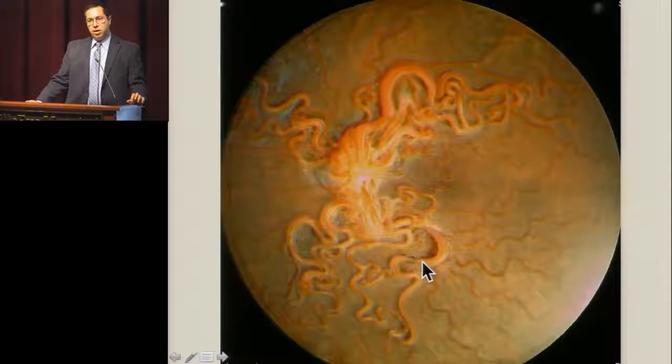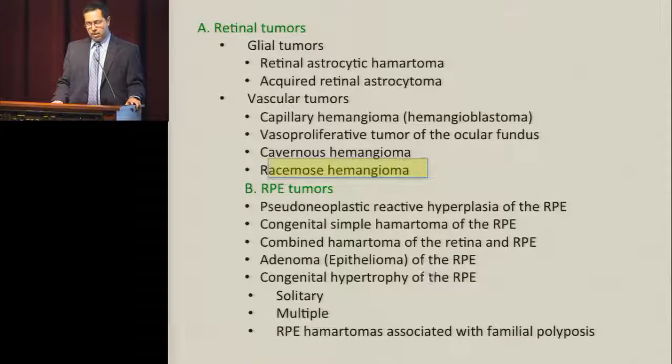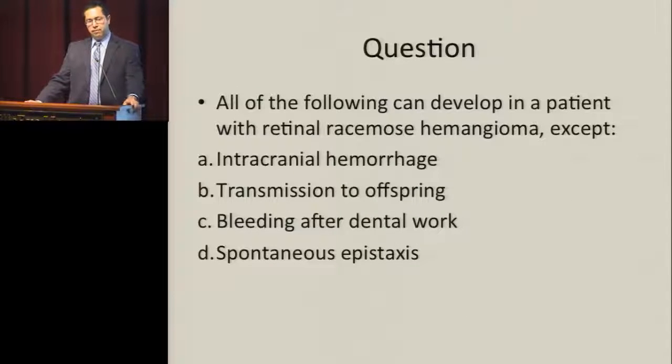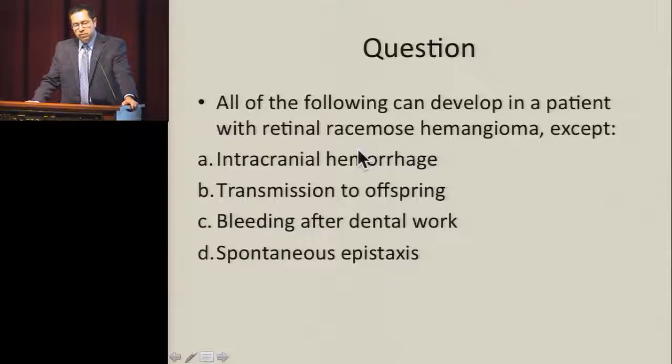So next condition, again, typical. You know what this is. This is a racemose hemangioma of the retina. So all of the following can develop in a patient with retinal racemose hemangioma, except: intracranial hemorrhage, transmission to offspring, bleeding after dental work, spontaneous epistaxis.